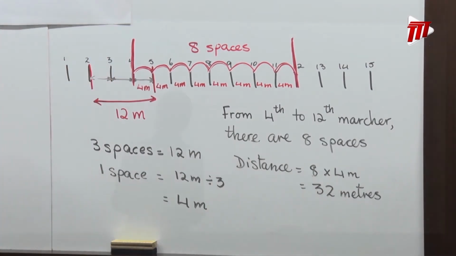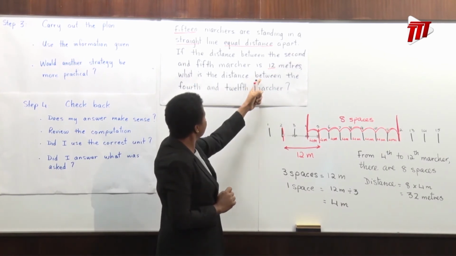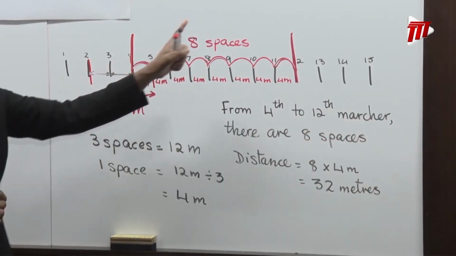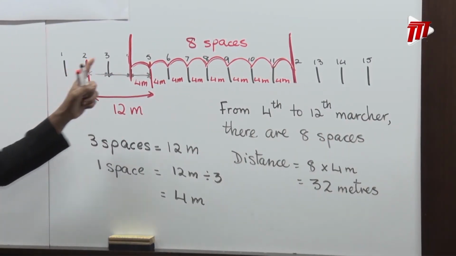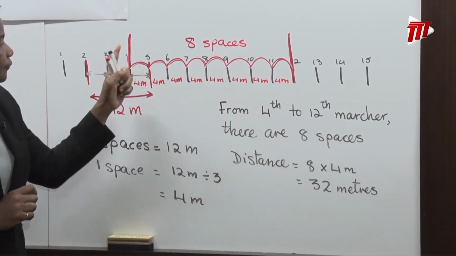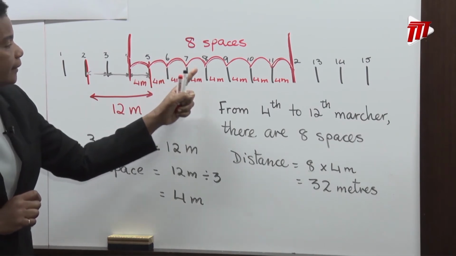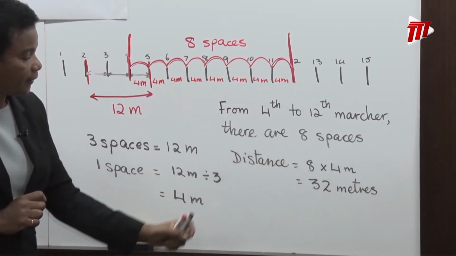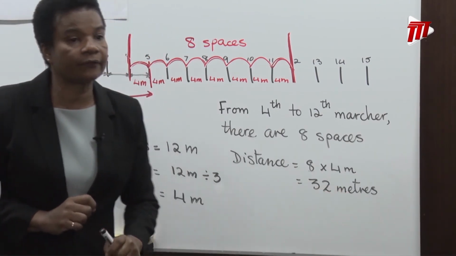Yes. Did I answer what was asked? The question asks the distance between the 4th and 12th. So from marcher number 4 to marcher number 12. The question did not ask from the 1st to the 12th. It asks from the 4th to the 12th, which means we are only counting 8 spaces. And if each space is 4 meters, then that total distance will be 32 meters.